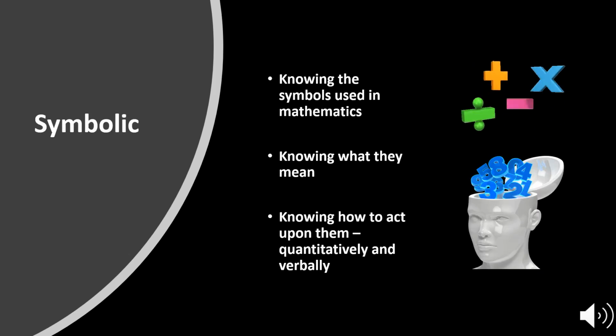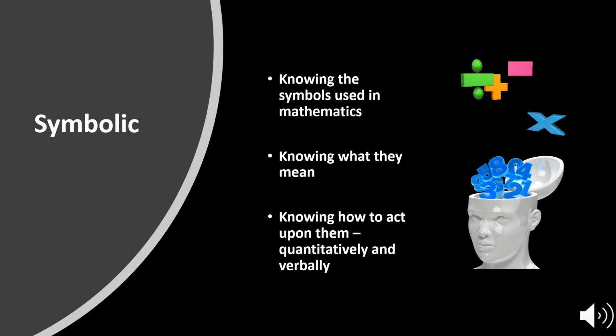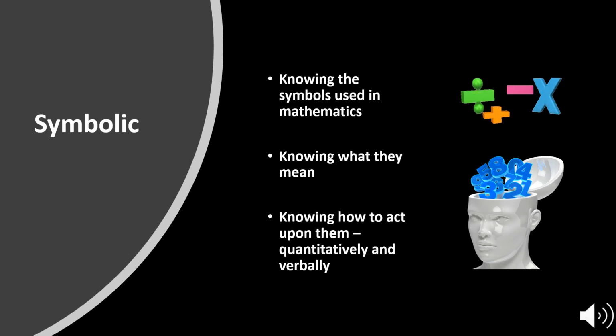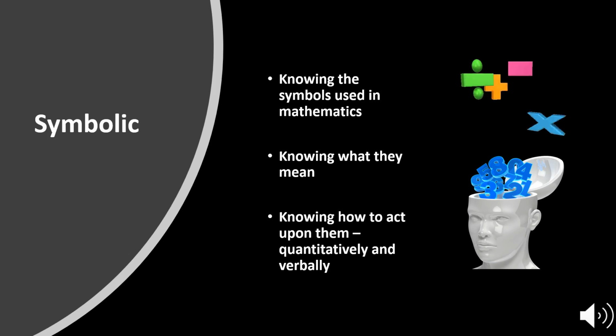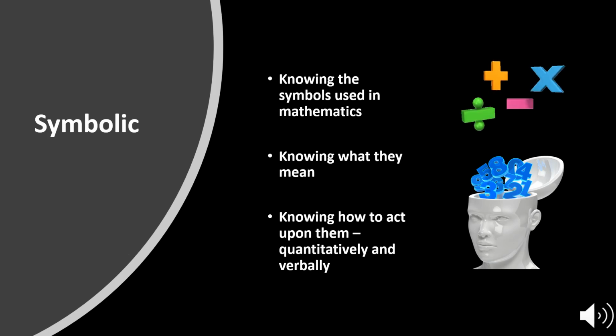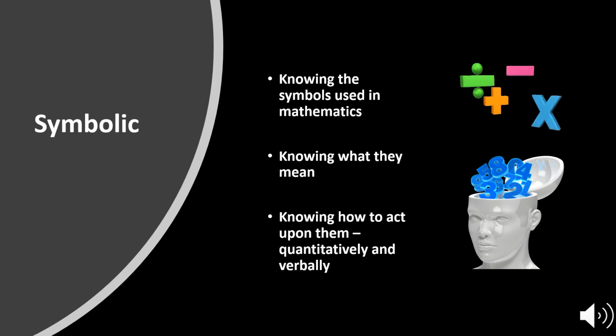The final aspect of a number is the symbolic, which refers to the symbols that are used for numbers and operations in mathematics. This involves knowing or recognizing the symbols that are used in math. It also involves knowing what they mean, as well as knowing how to act upon them both quantitatively and verbally.